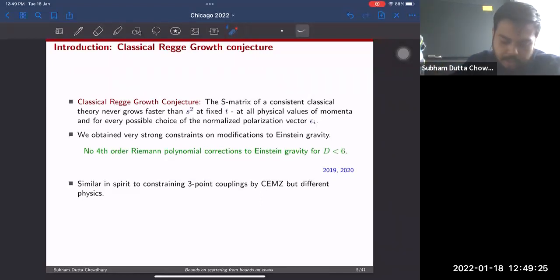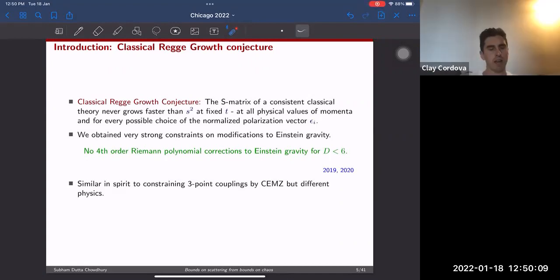Okay, and it led to very surprising constraints on modifications to the Einstein-Hilbert action. We found that if you are looking at dimensions less than 6, no finite number of Riemann polynomial corrections can be added to Einstein gravity, fourth order Riemann polynomial corrections. Okay, and this analysis was very similar in spirit to constraining 3-point couplings by Camanho, Edelstein, Maldacena, and Zhiboedov, but as we'll see, it is a bit different physics.